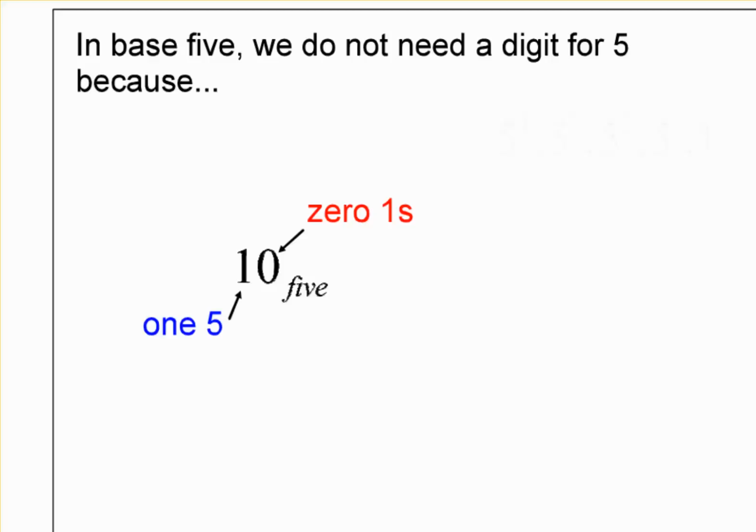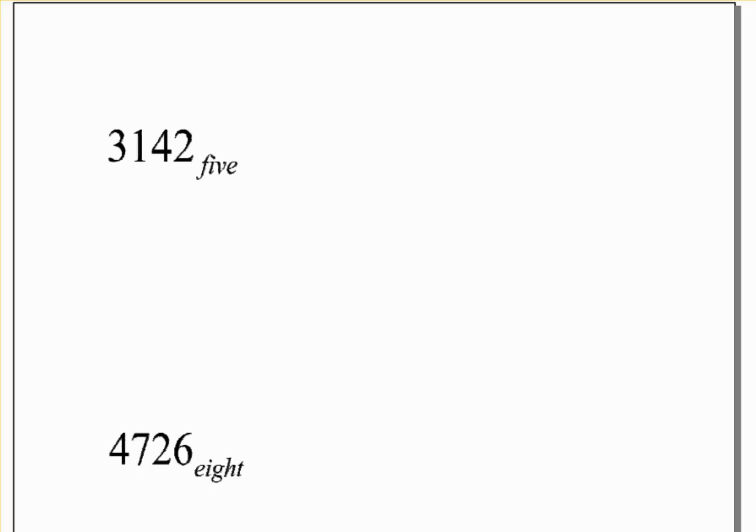In base 5, you'll never write the digit 5, because once you get to 5 things, you start over as 1 five and 0 ones left over. Similar to when we write the number 10, we go from 9 ones to 10 ones, and then we start counting again. So let's take a look at what this looks like.